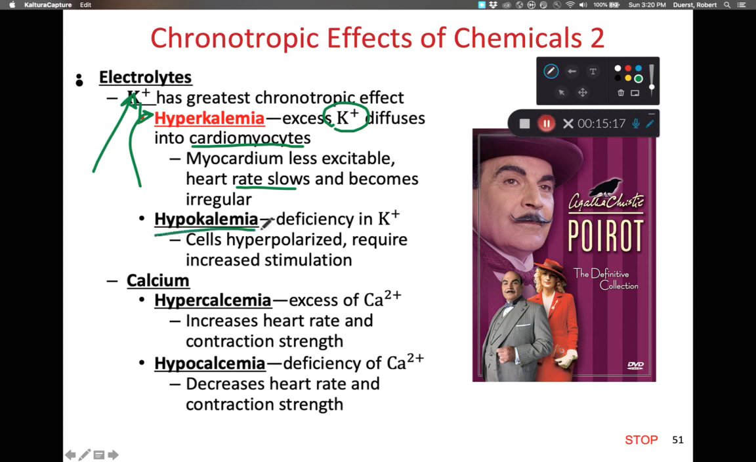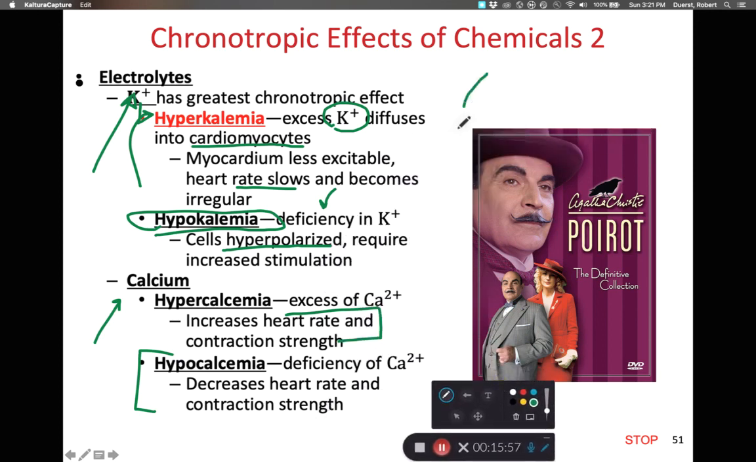Hypokalemia is not enough potassium, and that causes the cells to become hyperpolarized, and as they are hyperpolarized, we need that increased stimulation. As we look at calcium, too much calcium is known as hypercalcemia, and that's going to cause an increase in heart rate and contraction strength. And hypocalcemia is not enough calcium. That's going to cause a decrease in heart rate and a decrease in contraction strength.